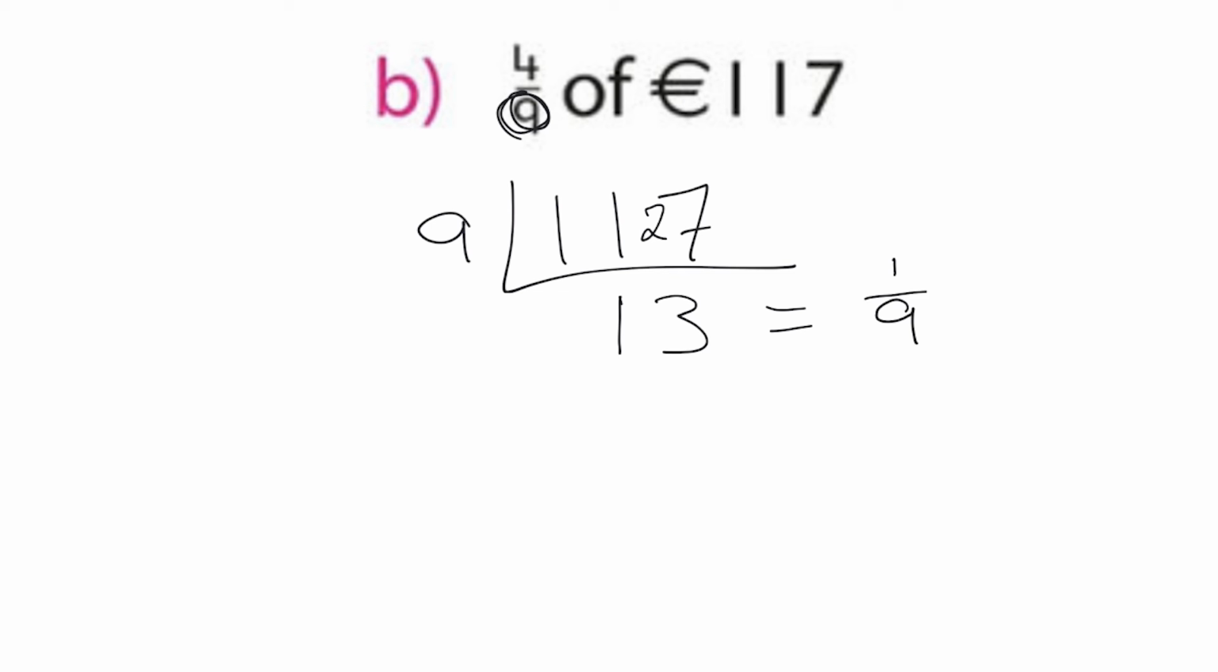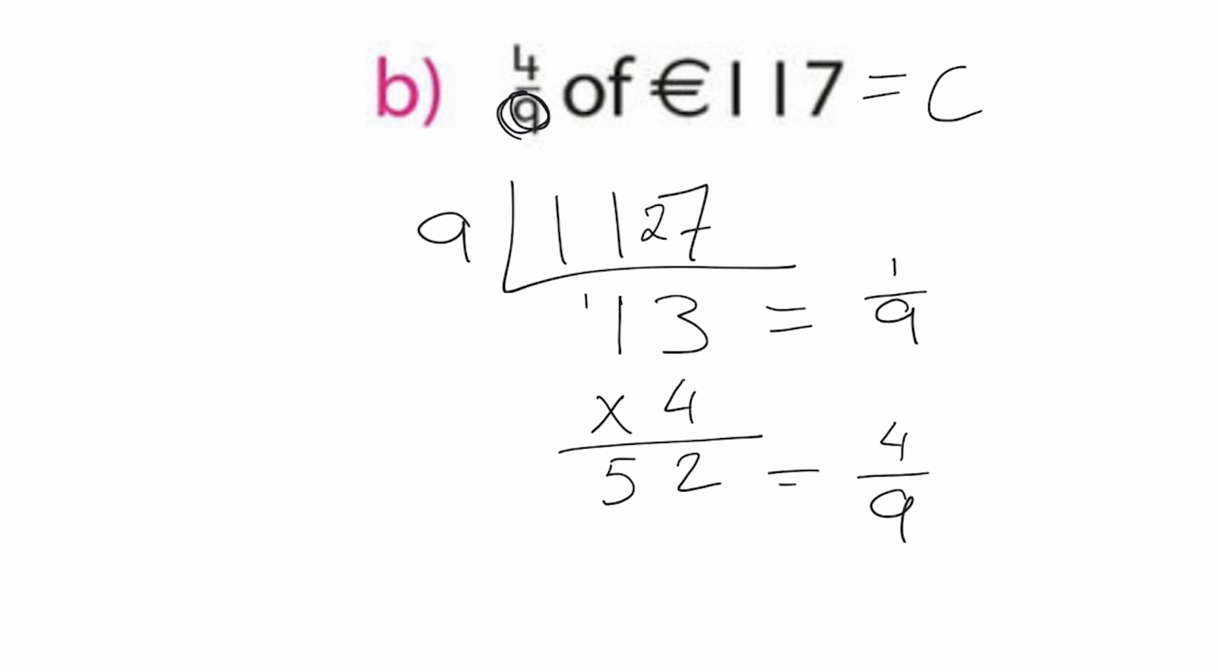Okay, but we want to find out what 4/9 is. So once we know what 1/9 is, we just need to multiply by 4. So we'll take our 13 and we'll multiply that by 4. So 4 3s is 12, 4 1s is 4, and that 1 makes 5, so 52. So 52 is equal to 4/9. So 4/9 of 117 euro is 52 euro. And that's our answer for that.